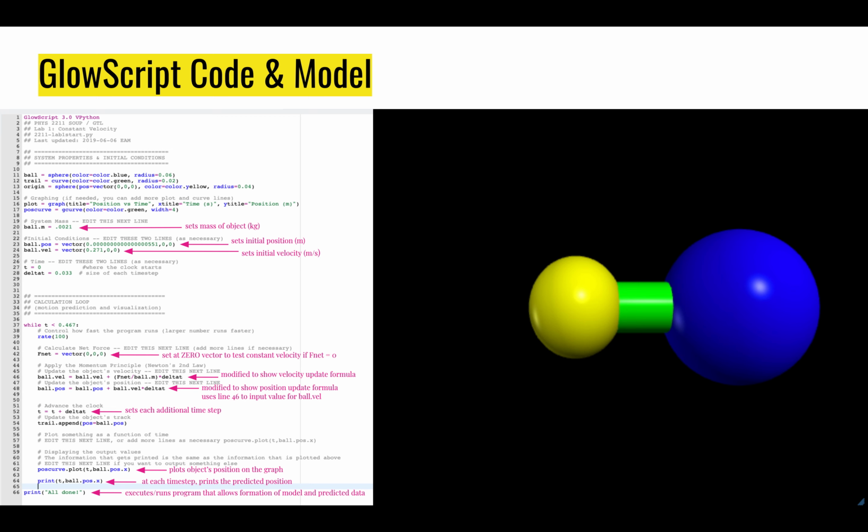Furthermore, Newton's second law must be rearranged to be solved for the final velocity, which is shown here. The final position formula also needed to be modified so that the final position is being solved for, and that will allow the use of line 46 to input values of the average velocity into the designated variable called ball.vel. When the code is run, a model graph is displayed which shows the predicted positions where the circular jewelry box is traveling at a constant velocity.